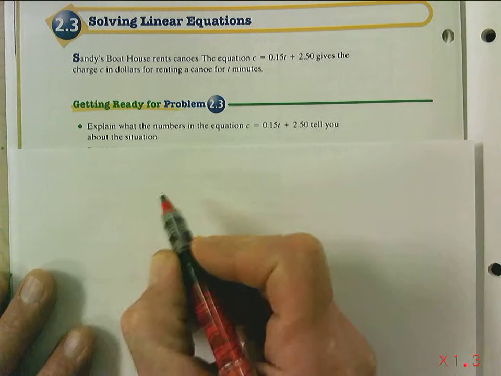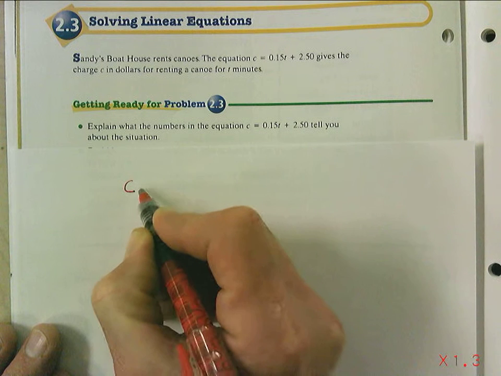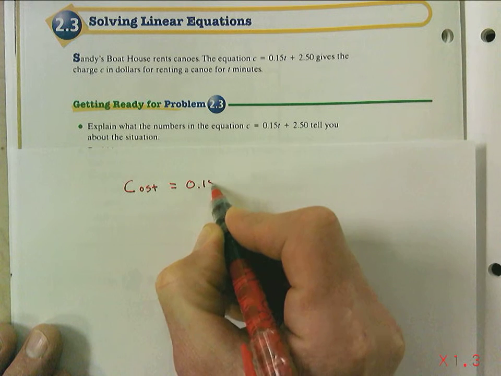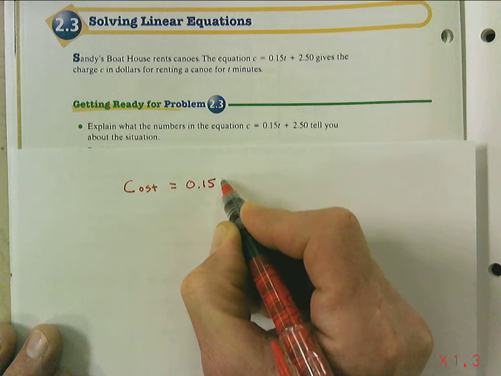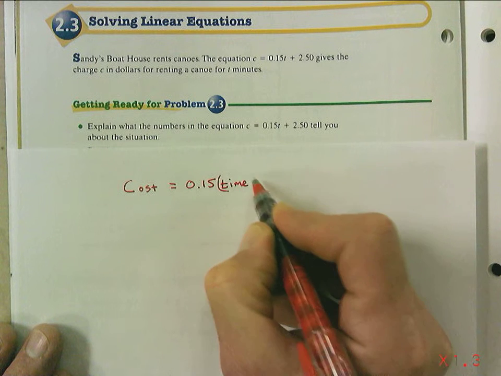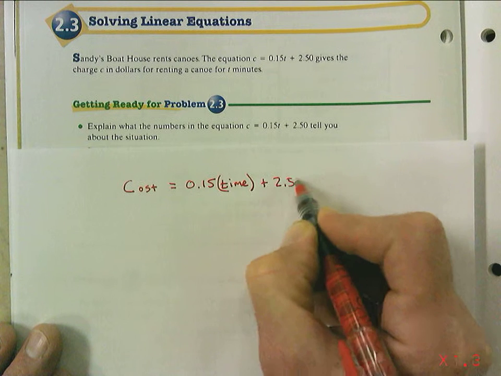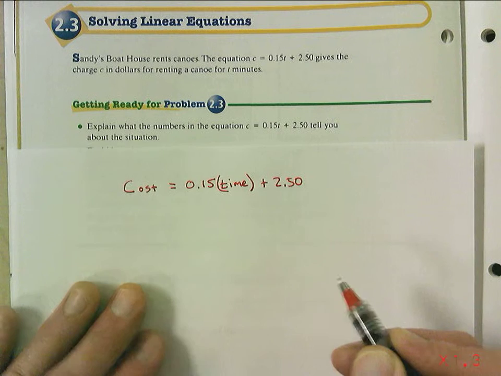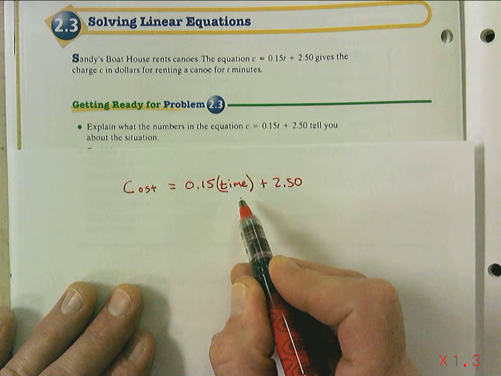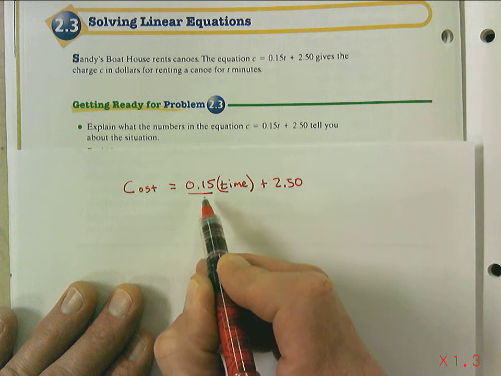So I'm going to go ahead and write the equation out so I can do some work with it here. And it's cost, that's what C represents, equals 0.15 times T, which represents time. So we're going to multiply 0.15 times the time plus 2.50. Now if you think about the situation, you're going to rent a canoe for a certain amount of time, and you're going to pay money for it. So these terms here have to be money terms.